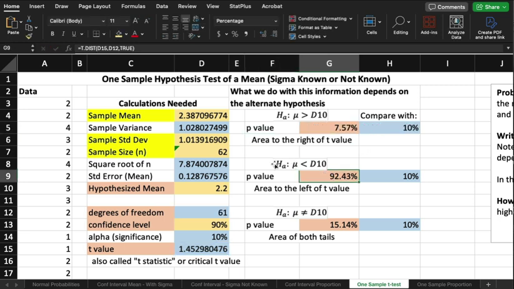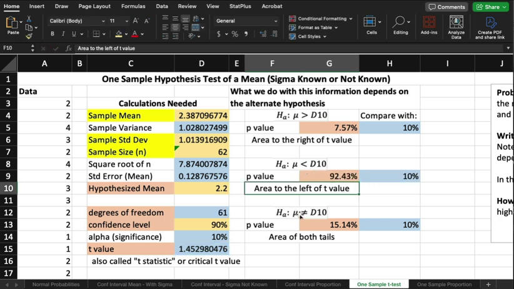When the alternate hypothesis is mu is less than a number, then we need equals t.dist, parenthesis, D15, comma, D12, comma, true, close parenthesis. So that's probably the easiest one when you're looking at an alternate hypothesis that says mu is less than a number.